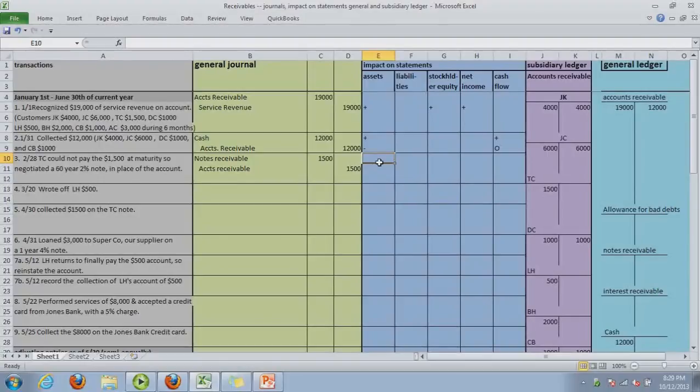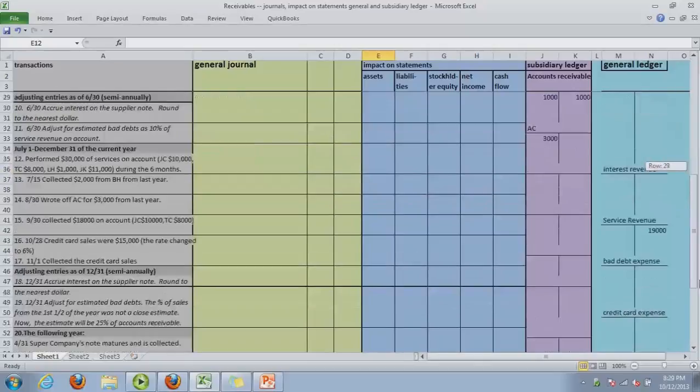We don't have to deal with interest until time does pass. So if you look at this, we have one asset going up, the other asset comes down. So it is an asset exchange. No impact on the profits yet, and no cash.